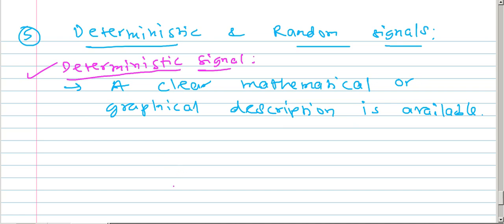So for example, x of t equal to a sine 2 pi f t. If you are given f and t and a, you can clearly find out what is x of t. So this is a mathematical description for the sinusoid, and we can calculate the value of the signal at any time instant provided a and f. So this is an example of a deterministic signal.